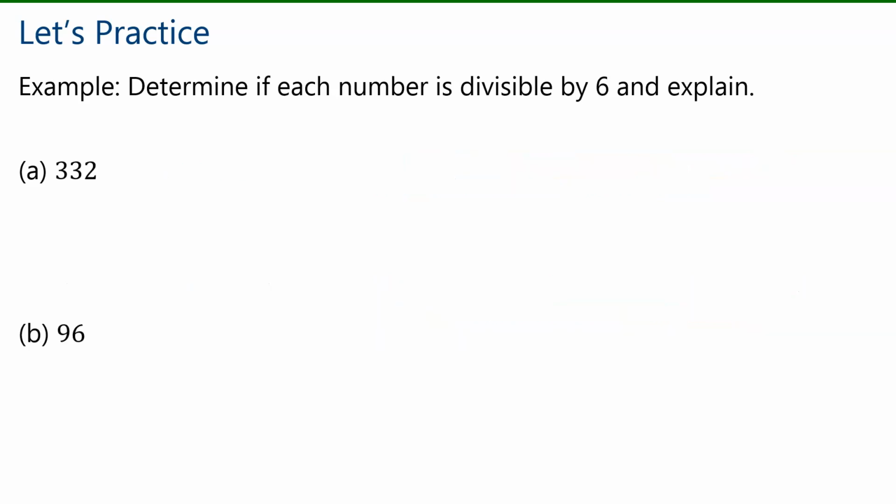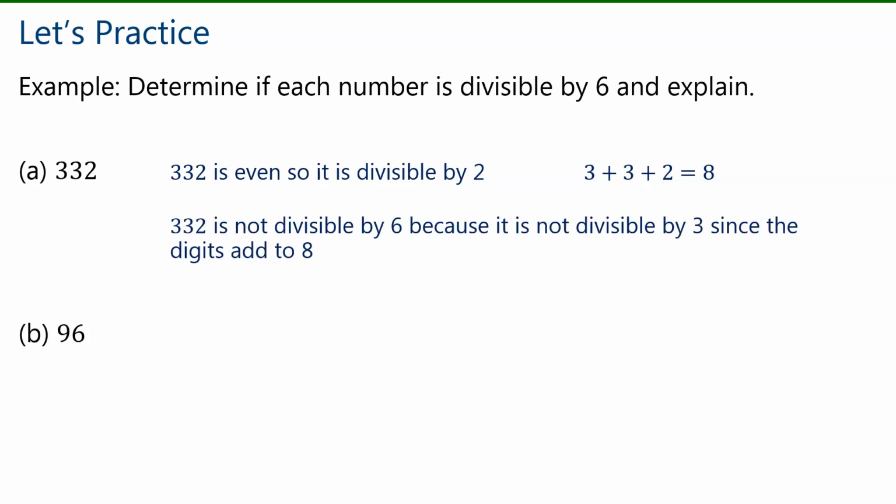Here we got to see if a number is divisible by 6. So don't forget we have two conditions we need to check. So 332 is indeed even, so it's divisible by 2. Now let's add the digits together, which is 8. Now 8 is not a multiple of 3, so we can say that 332 is not divisible by 6 because it's not divisible by 3, since the digits add to 8.